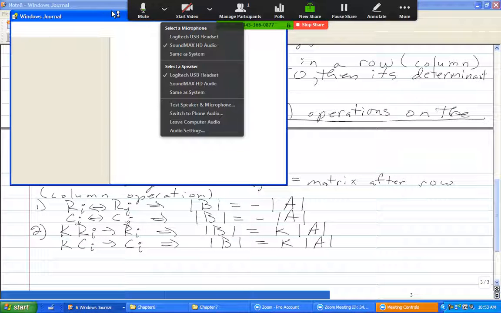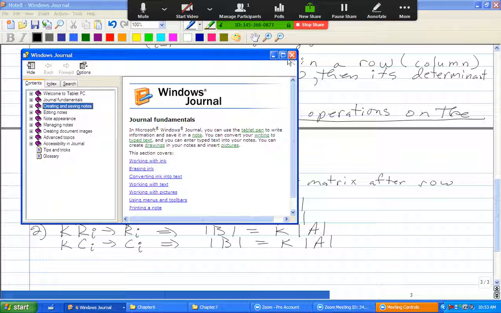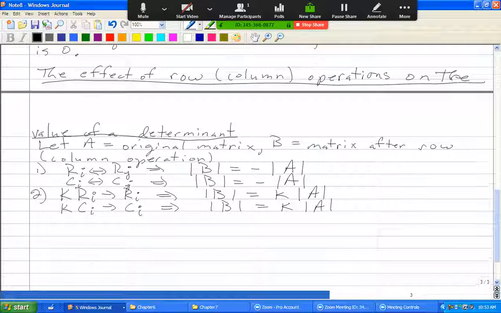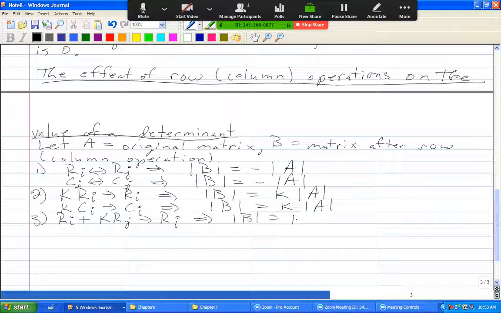And lastly, if I pivot, so I do Ri plus k Rj gives me a new Ri, then that does not change the value of the determinant. So if you do a pivot, this does not change the value of your determinant.